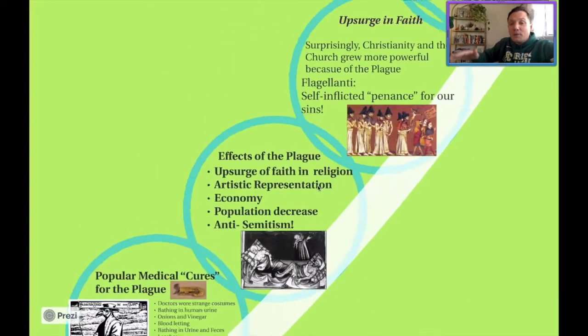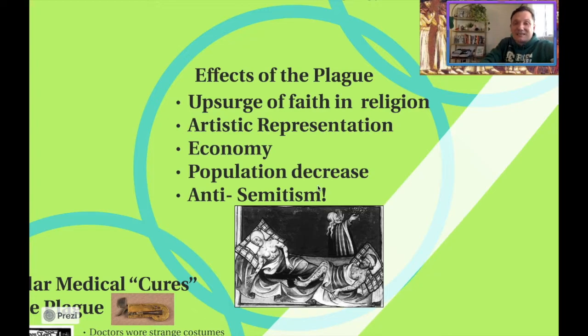So now, going into it as well, you have to understand there are going to be massive effects of the plague on European society, right? Including things like an upsurge in faith and religion, artistic representation, economy, population decrease, and then also anti-Semitism, right? So what we're going to do is stop right here for this first flip, and we're going to pick up on the effects of the plague in our next one, right? And we're going to carry it over into the Renaissance.